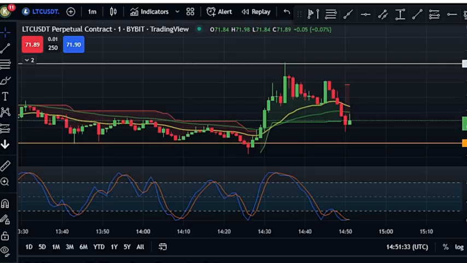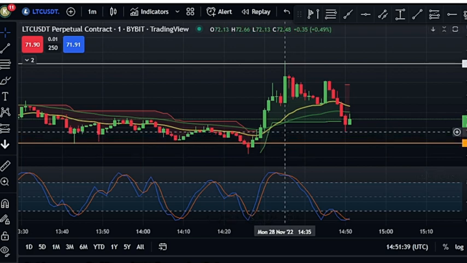A few moments later. So now the super trend turned red again, and the price is trading within the range. So we're gonna wait still. We don't have a clear signal.